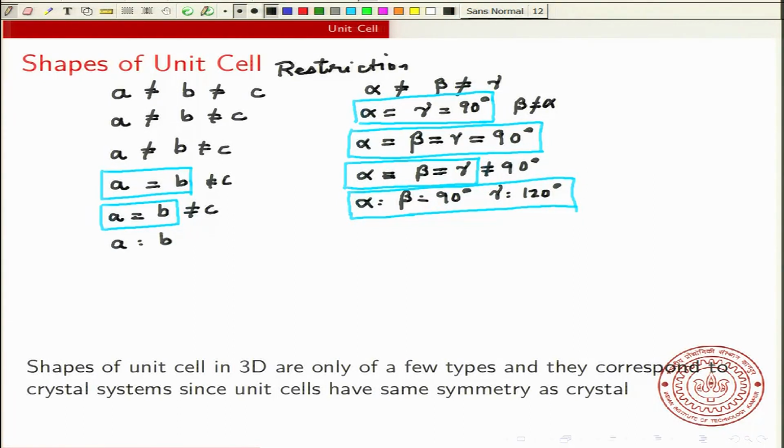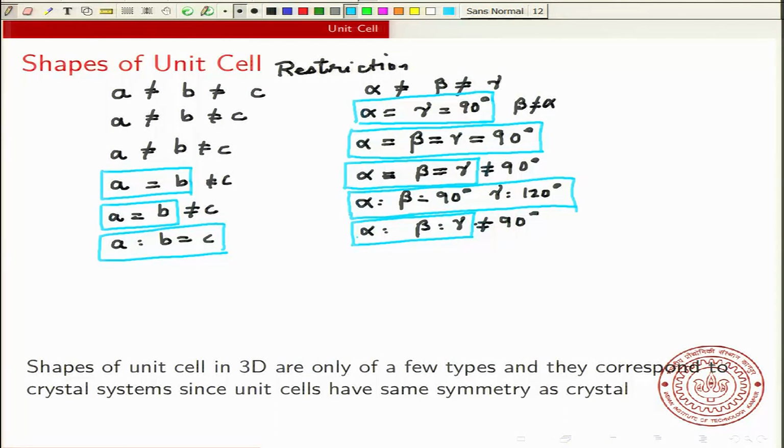And then let me take a couple more things. If you take A equal to B equal to C, and alpha equal to beta equal to gamma, and this I will say is not equal to 90 degrees. So, here the restriction is that A, B and C have to be identical, and alpha, beta and gamma have to be identical.